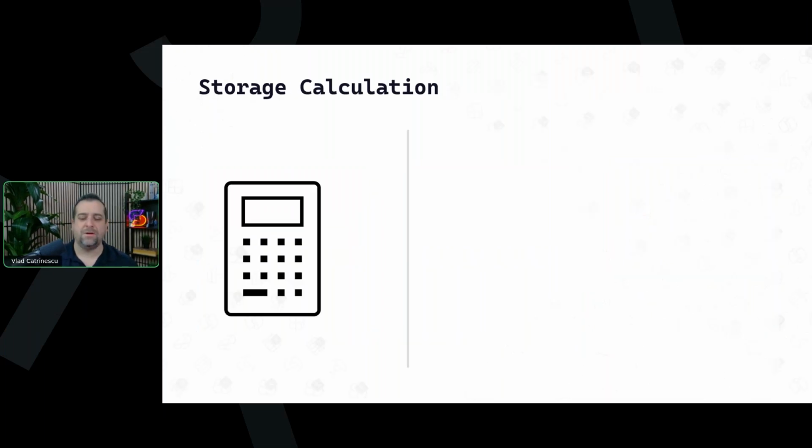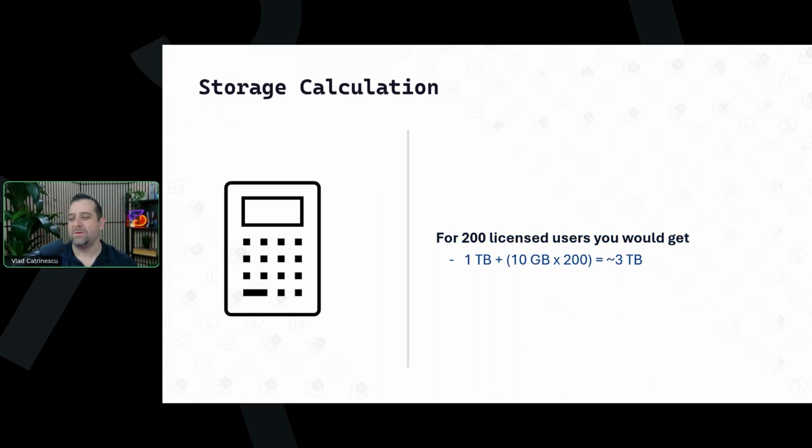So if we do a quick math test, if we have 200 users, and I hope not everybody quit when I said math test, you start with the 1 terabyte plus the 10 gigs times 200, and then you get about 3 terabytes. And I did put about, I know we're not gonna do the whole calculation, whether it's 1,000 or 1024 here. We'll just say it's about 3 terabytes of content.